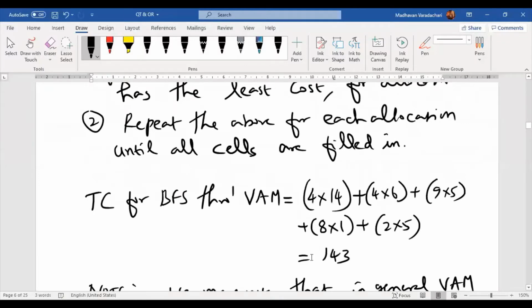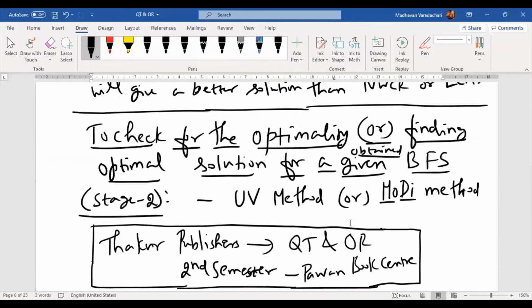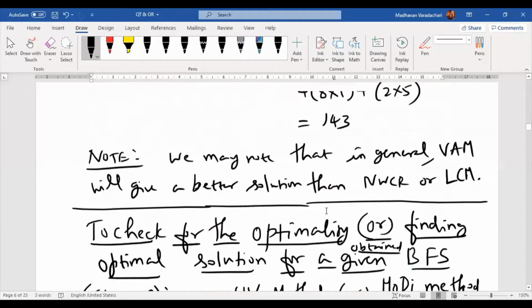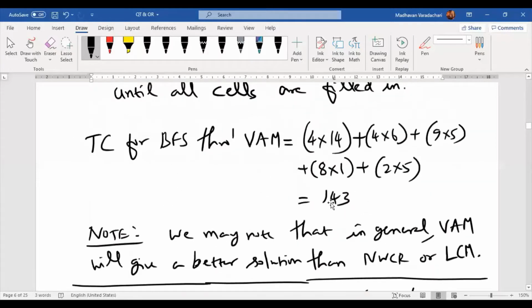Here you note 143, whereas the other one is 163, and the other is 228. Why am I telling you to go for the last one, even though it is more difficult than the previous two methods? When you are going to find a BFS first, I would suggest you use only VAM, that is the penalty cost method, because you can get a better solution using that. Again and again, I'm talking about a better solution. What do I mean by that?